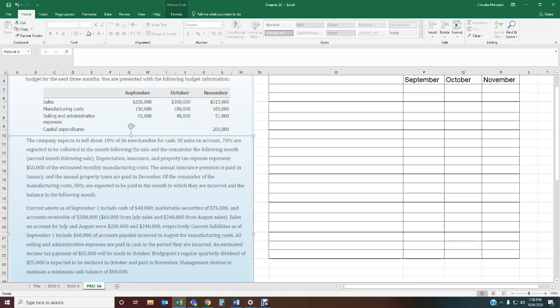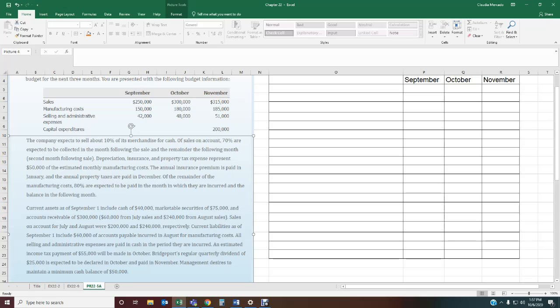Current liabilities as of September 1st include $40,000 of accounts payable incurred in August for manufacturing costs. All selling and admin expenses are paid in cash in the period they are incurred. An estimated income tax payment of $55,000 will be made in October. That is very important because we're paying those $55,000 in October, which is one of the months that we're being asked to prepare a cash budget for.